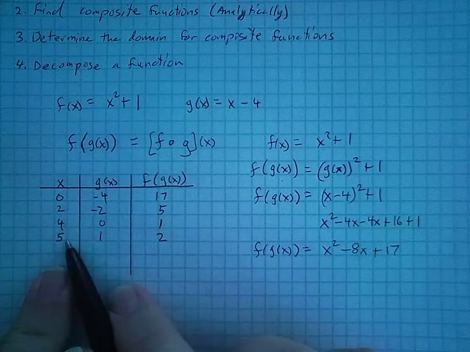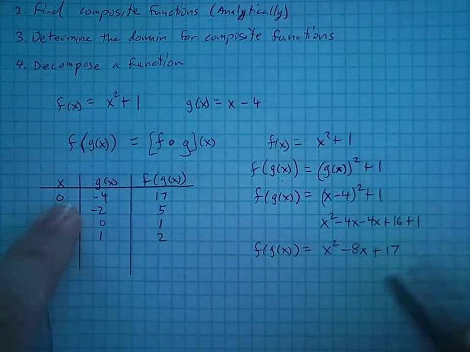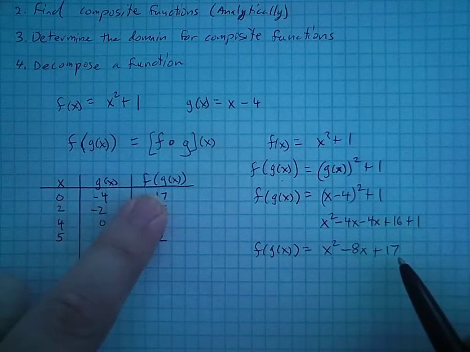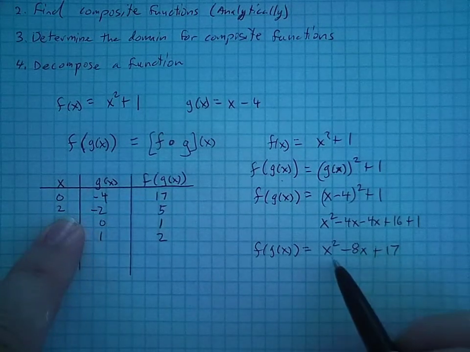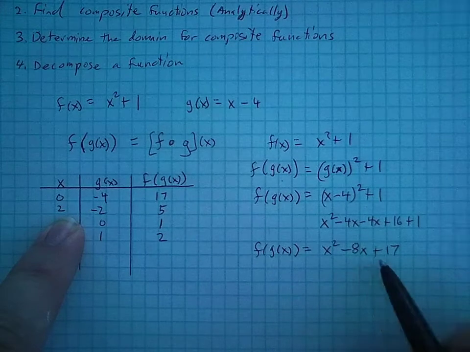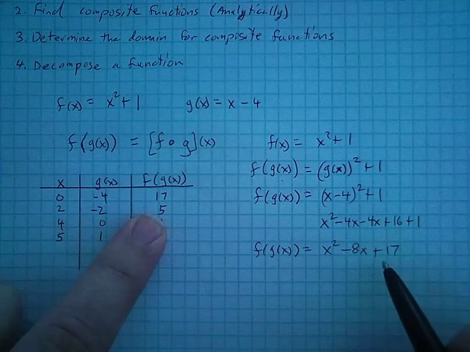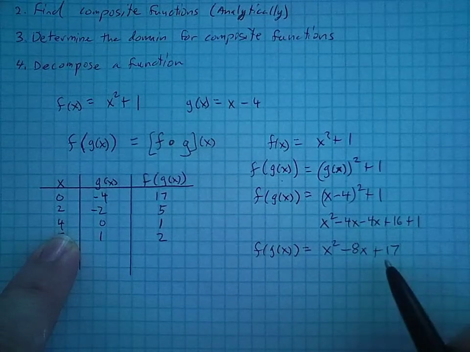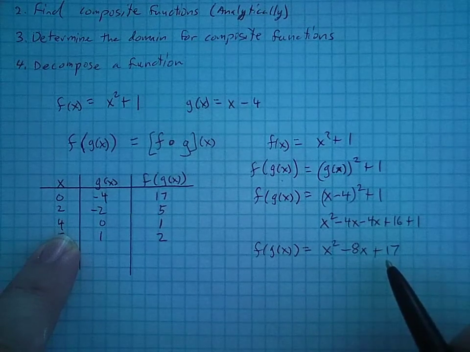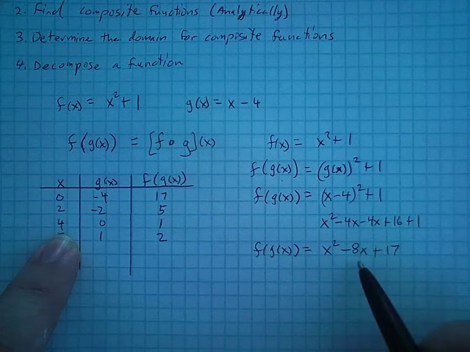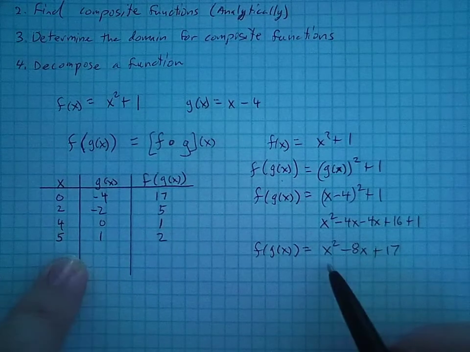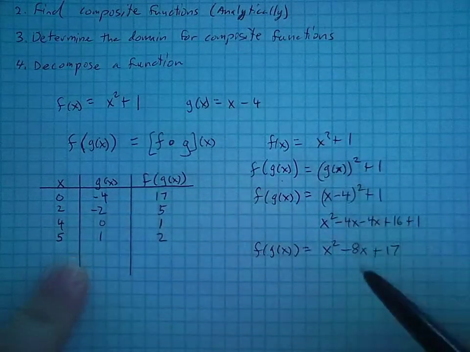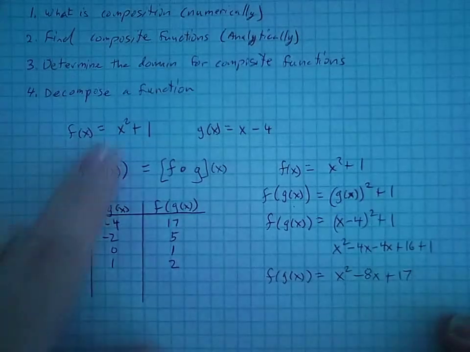It'll go straight from these numbers to these numbers. So if I stick in 0, you'll see 0 minus 0 plus 17 goes right to 17. If I stick in 2, I get 4 minus 16 plus 17, which is 5. If I stick in 4, I get 16 minus 32 plus 17, which is 33 minus 32, which is 1, and so on. So this is one function that does the composition job. So that's finding a composite function.